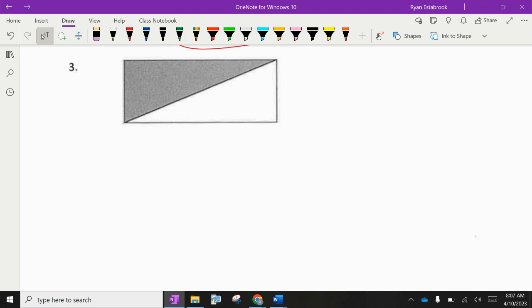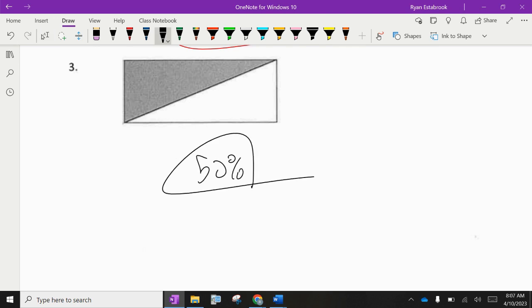What percent of this one is shaded? Don't overcomplicate it. 50% is exact and it is concrete, both 50%.